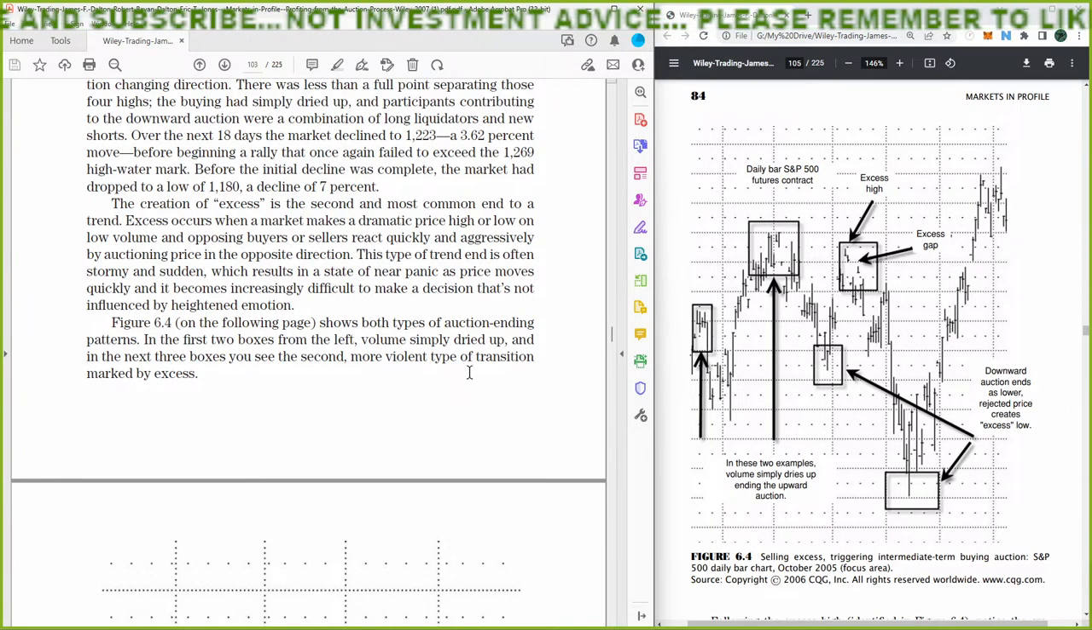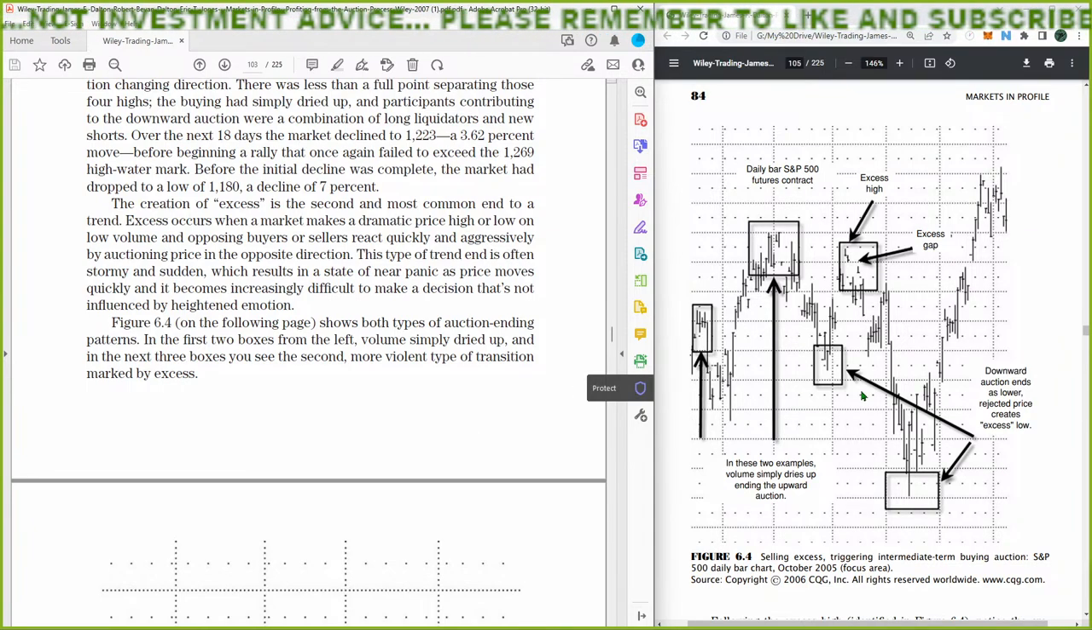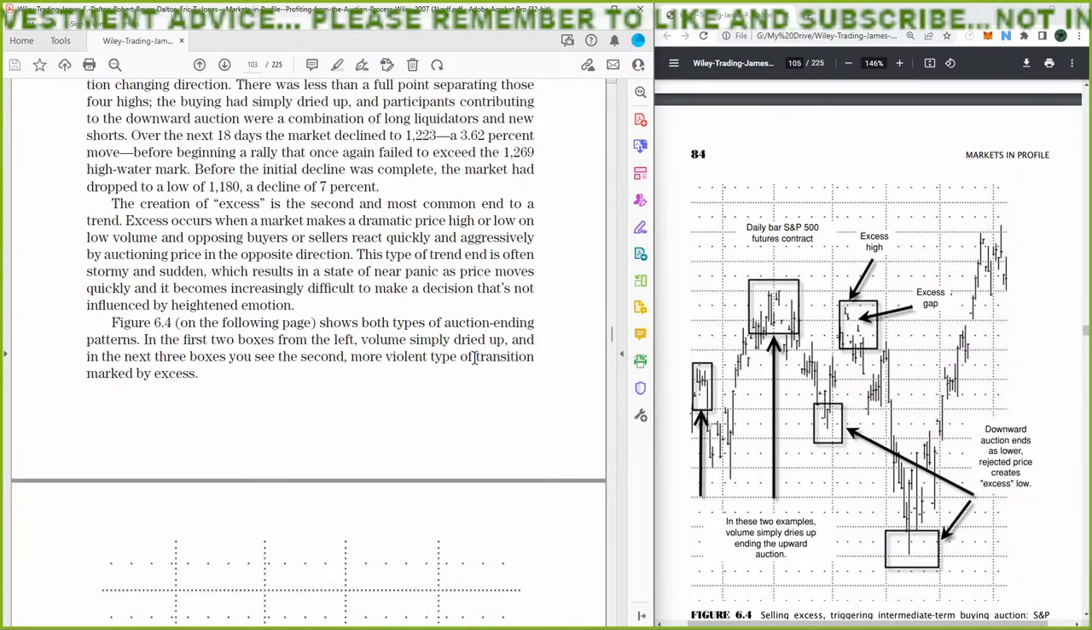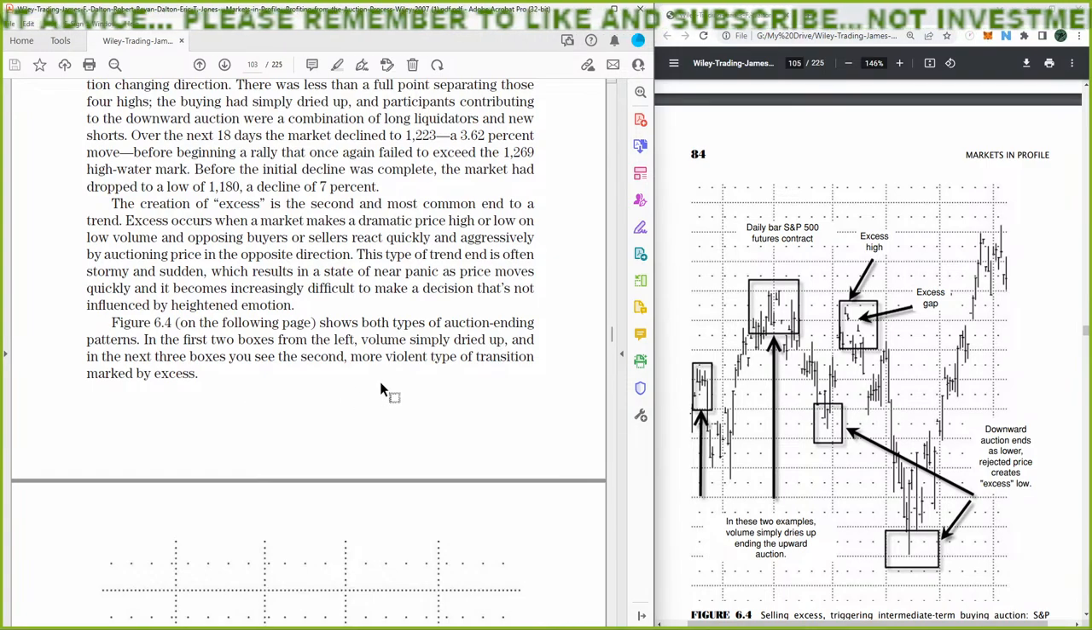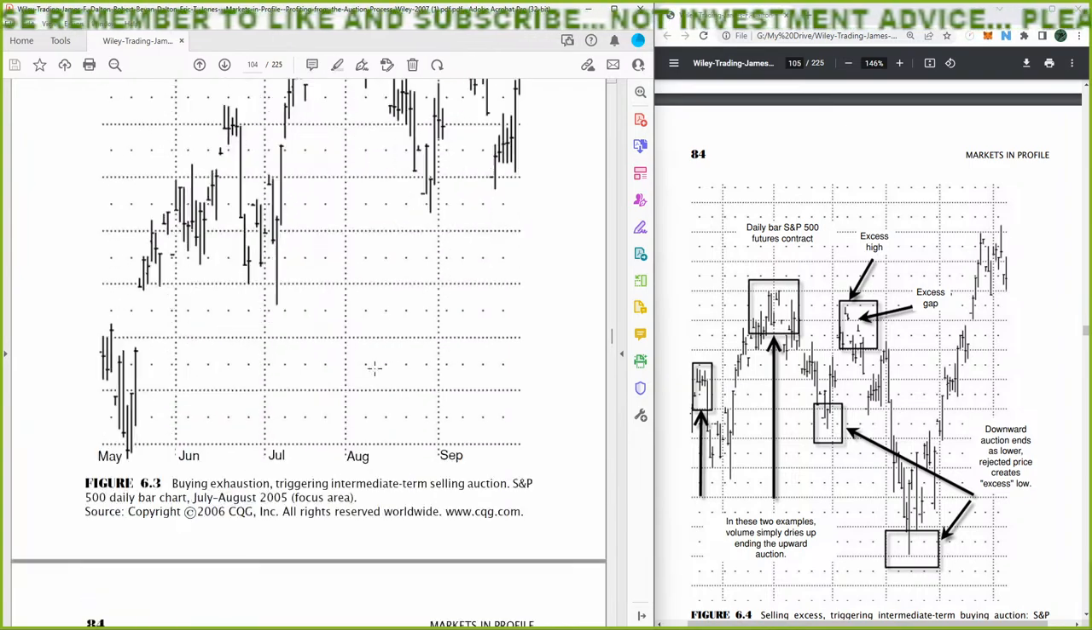Figure 6.4 shows both types of auction ending patterns. In the first two boxes from the left, volume simply dried up. In the next three boxes, you see the second, more violent type of transition marked by excess.